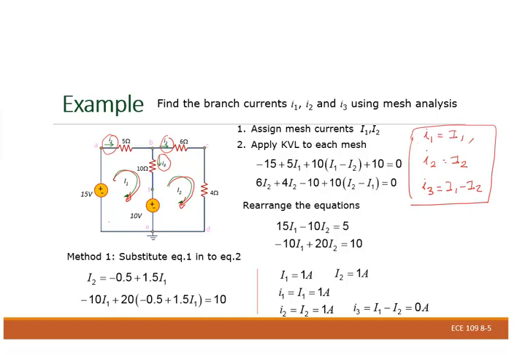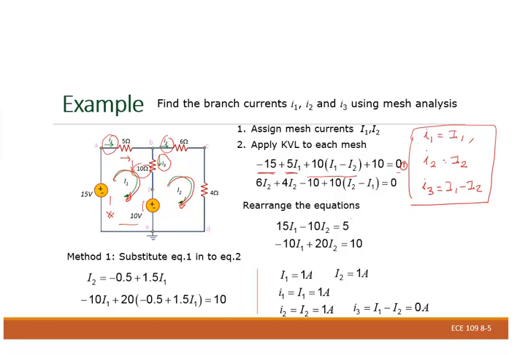For the first mesh, if I start from this point here, we get negative 15. When you come here, 5 times capital I1. When you come down here, 10 times (I1 minus I2), plus 10, will be equal to 0. So this is equation number 1.